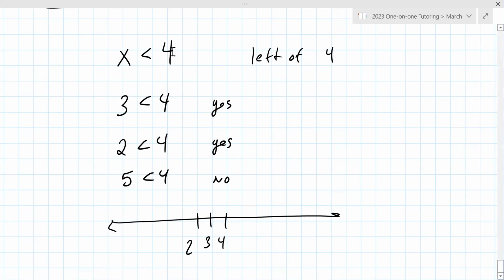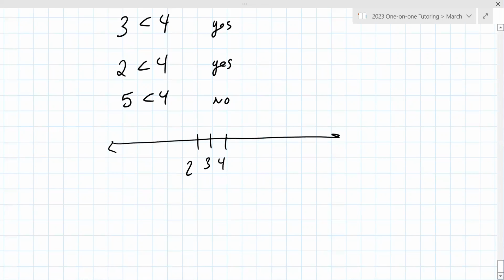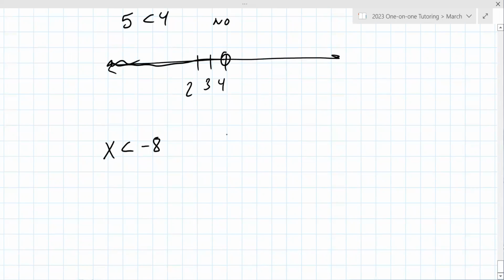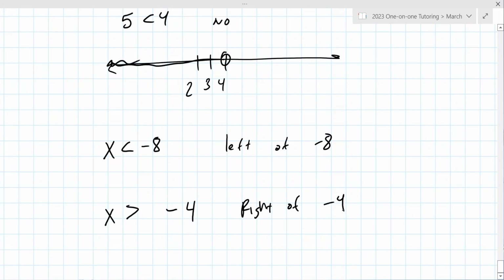So it doesn't matter what the number is. If it's x less than -8, it means all the numbers to the left of -8. X greater than -4 means right of -4.